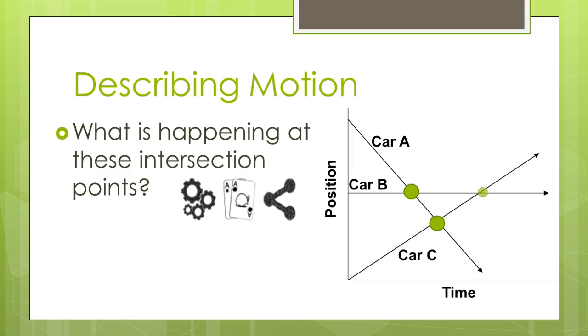Although the slopes of graphs can tell us a lot in a position versus time graph, the interactions amongst those lines can tell us a lot as well. On your own, do a little think, pair, share. Think about what you think those different intersections mean. If you were watching cars A, B, and C drive, what would happen at those three intersections?